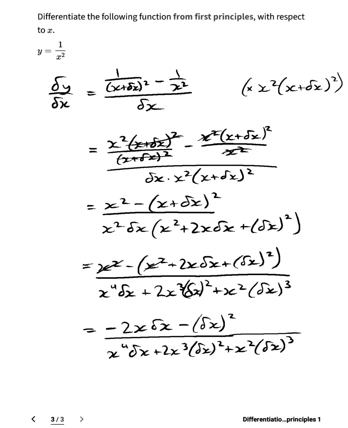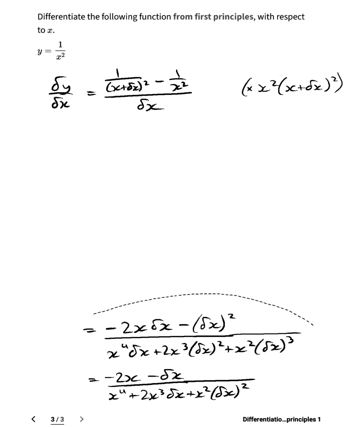So now we can finally see that we've got delta x in each term here. So we can divide every term by delta x. We get minus 2x minus delta x over x to the power of 4 delta x plus 2x cubed delta x plus x squared delta x squared. Okay, so we're now going to take the limit. Alright, I ran out of space here, so I'm going to have to rub out a bit. I'll move this up.